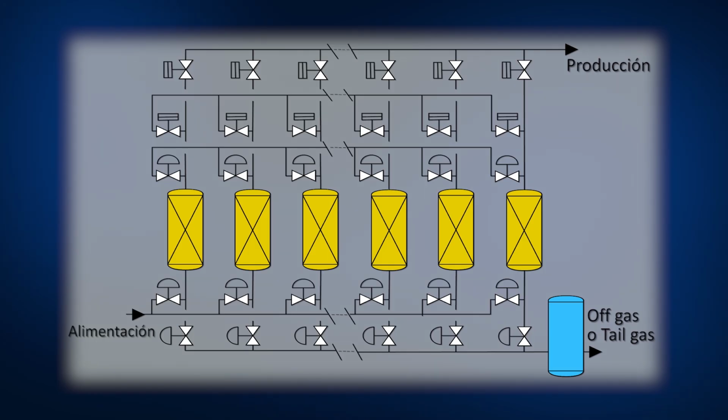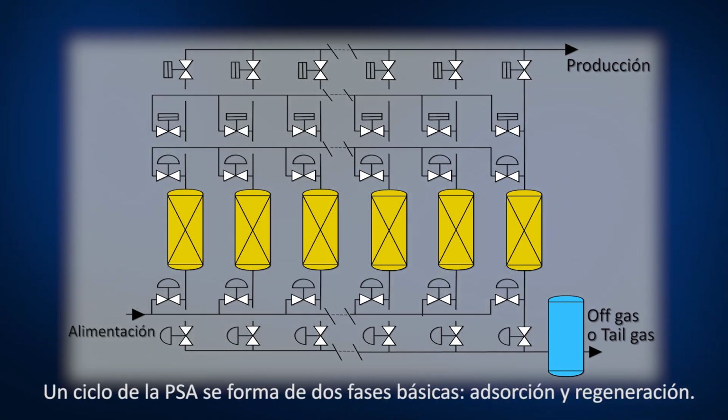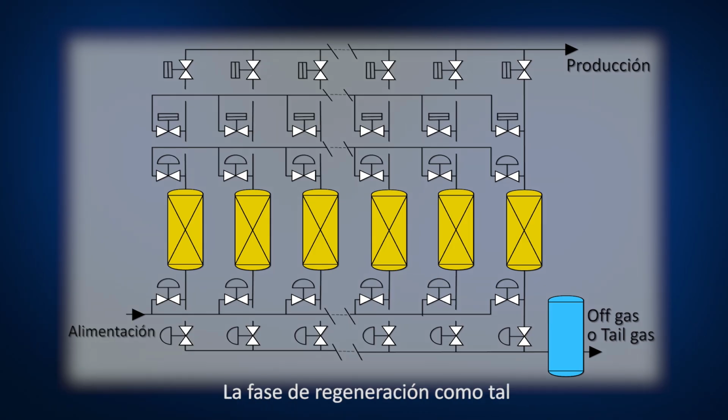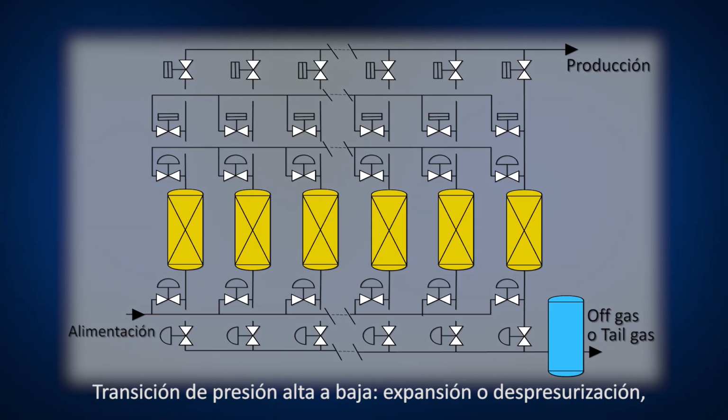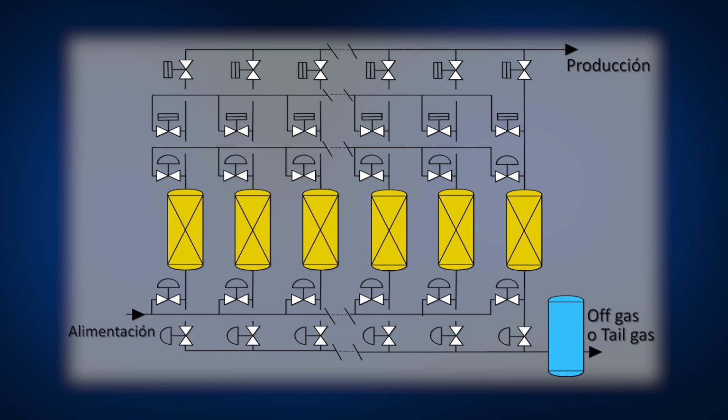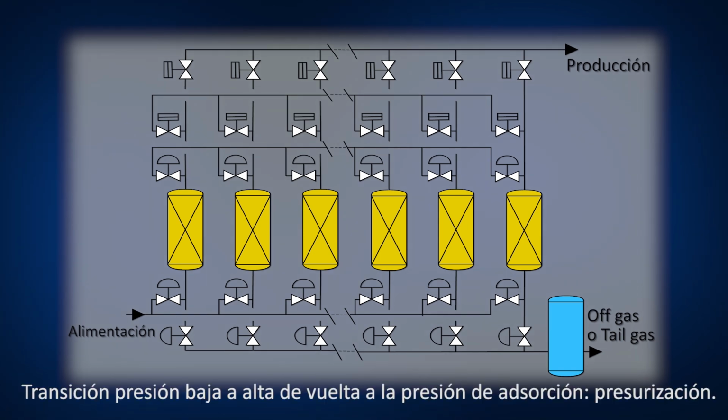PSA sequence. One PSA cycle is built up of two basic phases, adsorption and regeneration. The regeneration phase itself is a chain of sub-phases consisting of: number 1, high to low pressure transition, expansion or depressurization, provide purge and dump; number 2, purging at low pressure; number 3, low to high pressure transition back to adsorption pressure, pressurization.